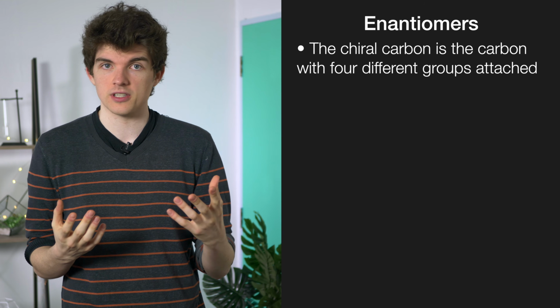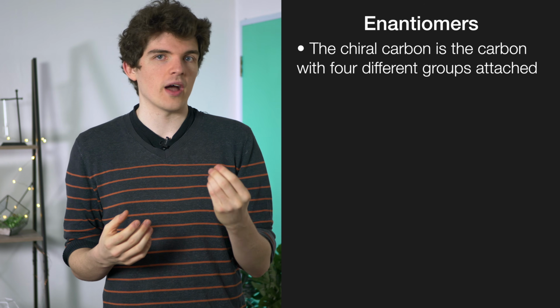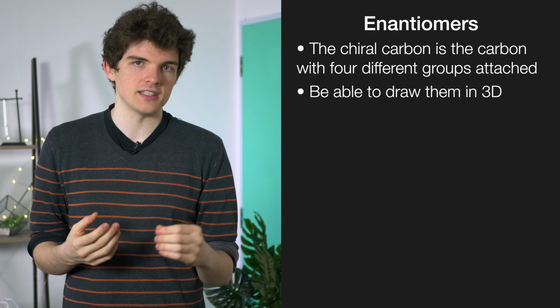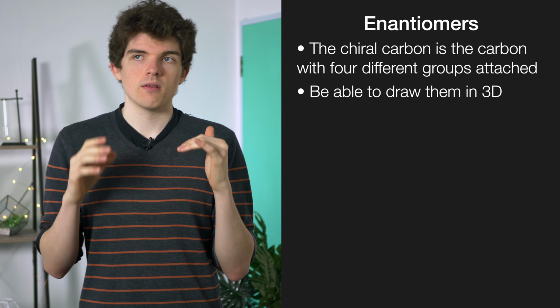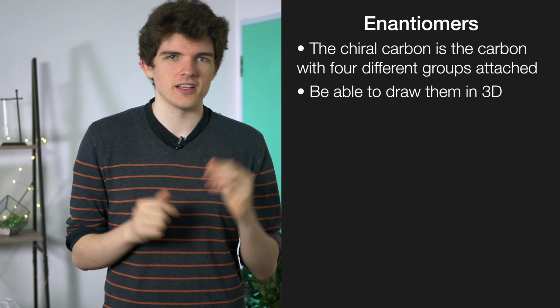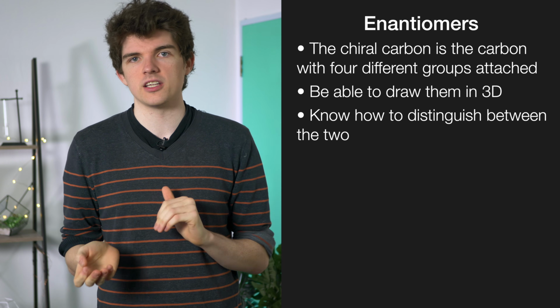Just like the esters question, it's very common to get a question on enantiomers in Level 3 Organics. So the first thing that you need to know about enantiomers is how to identify the chiral carbon, and that's just the carbon with 4 different groups attached. Then you need to know how to draw the enantiomers in 3D, like this. And basically, enantiomers are just mirror images of each other.